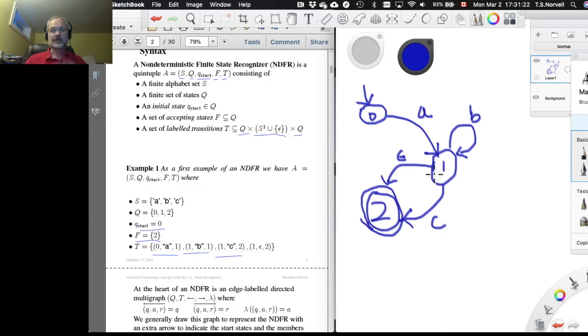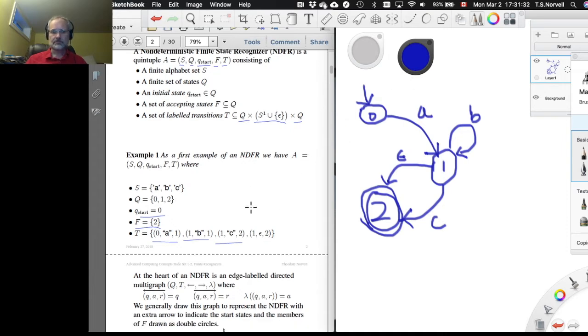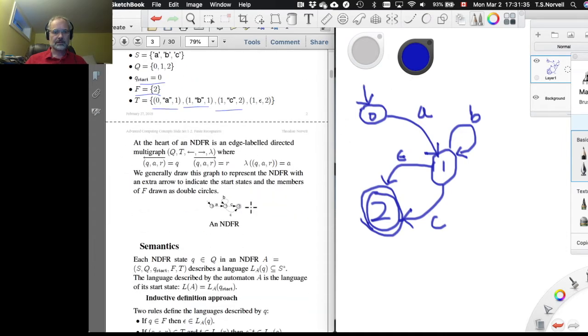This arrow up here, that's not a transition. It's just a little marker to indicate that this is the start state. So this is our edge labeled directed multigraph. It's directed because the edges have directions. It's a multigraph because we can have multiple edges between the same two nodes going in the same direction. That makes it a multigraph.